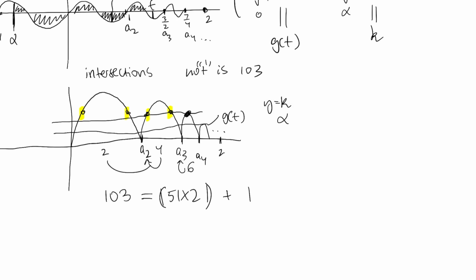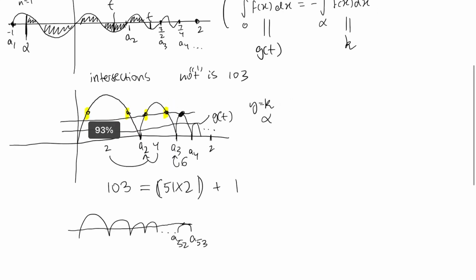So if we want 51, we want to go all the way to a of 51, and then we want to touch the last one. It will just be cutting through all of them, and this last one will lie between a of 52 and a of 53.